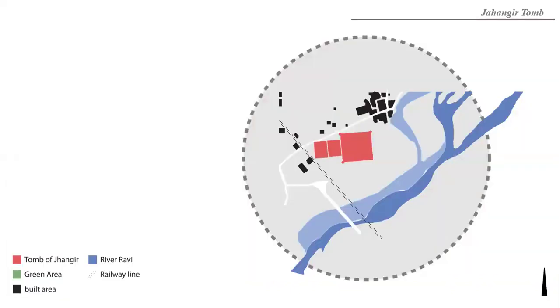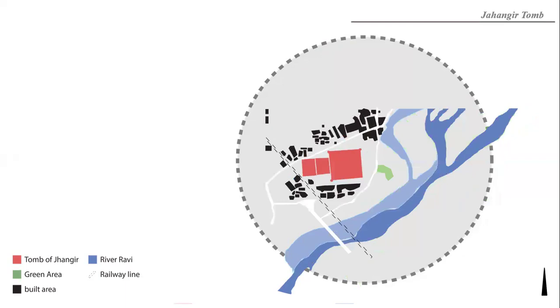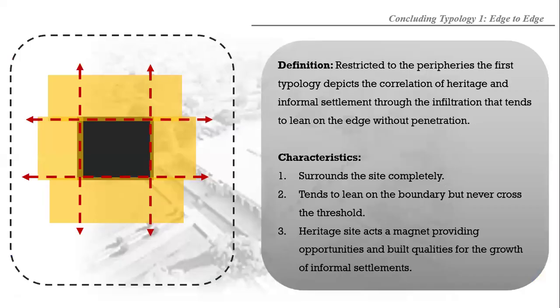The map depicts the old course of River Ravi in proximity to the tomb and the railway line constructed during the British time. This map highlights the tomb, which is damaged from one corner due to the flooding, the green beds around the river, and the few settlements which slowly start spreading in later time. The slide depicts the existing condition of the site with the proximity of the river and the spread of settlements around its periphery. The diagram on the left depicts the infiltration that takes place on the periphery of the historic site. It tends to lean on the boundary of the site yet never penetrates it.